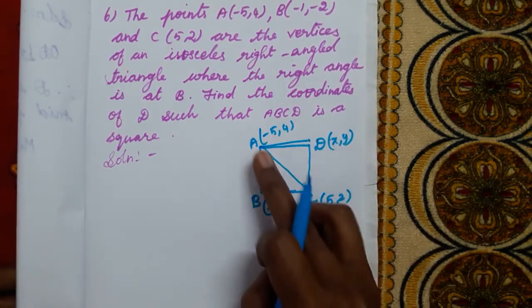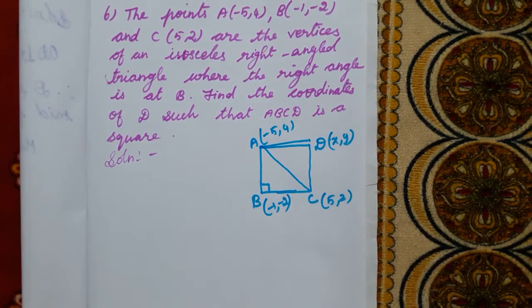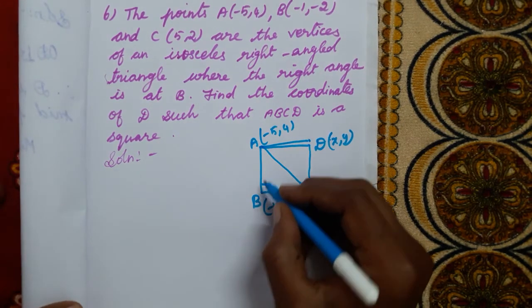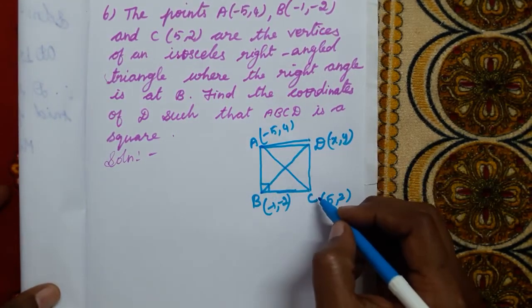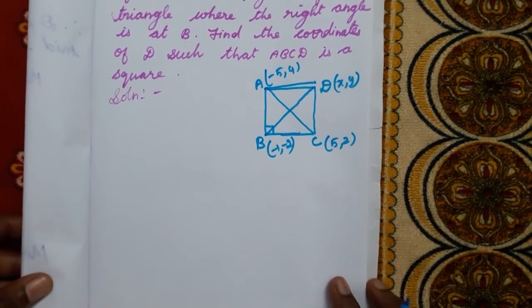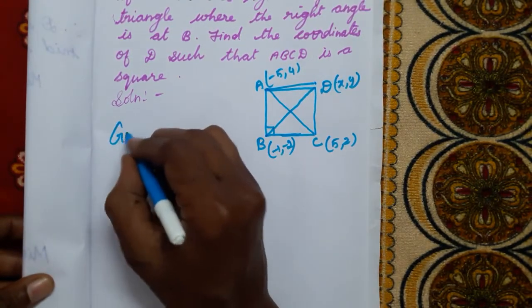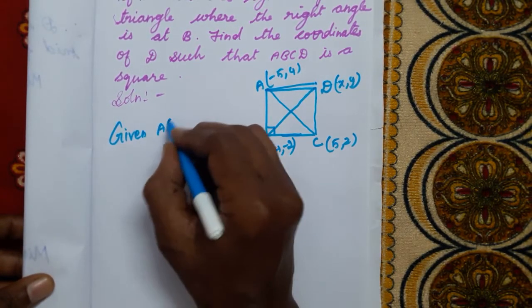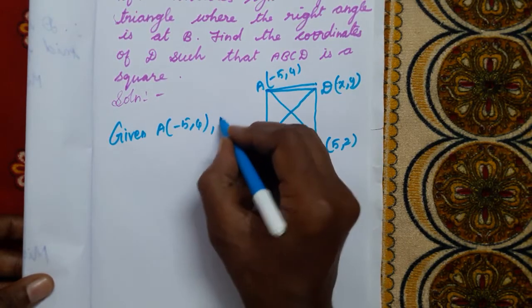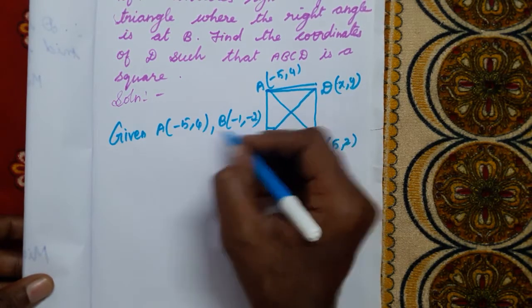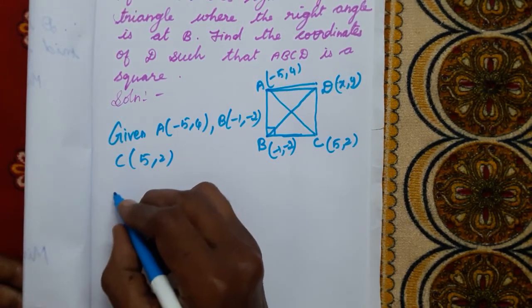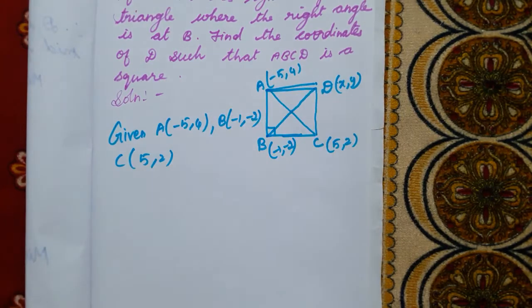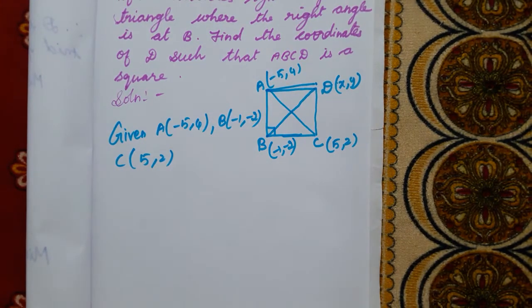Now it is a square. ABCD is a square. In a square, what is the condition? In a square, diagonals bisect each other. Is it correct? In the square given, A is (minus 5, 4), B is (minus 1, minus 2), C is (5, 2). Next we have to find out the point D such that ABCD is a square.